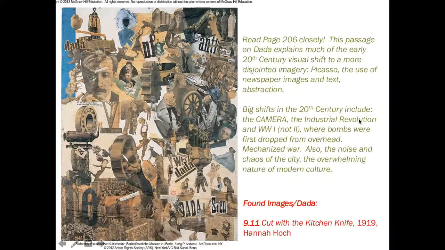Industrial Revolution also adds a lot of noise and mechanization into the world where previously everything was rural and agricultural. So this is going to explain a lot to you if you watch that video, and also just keep this in mind. It's very powerful, these three things: the camera, Industrial Revolution, and World War I. Okay? So they're going to explain this disjointed imagery.